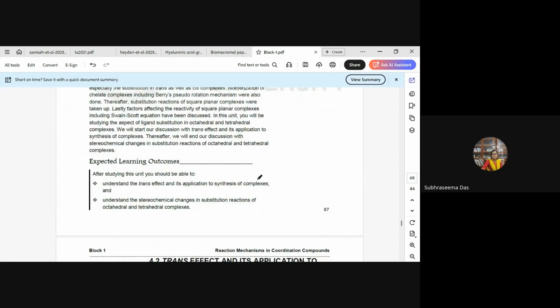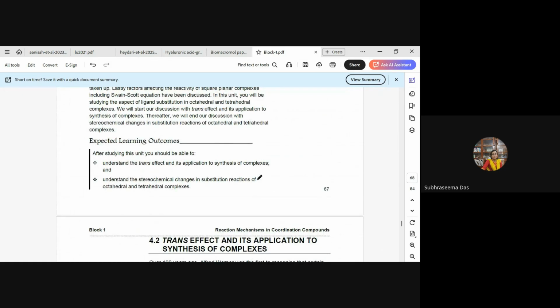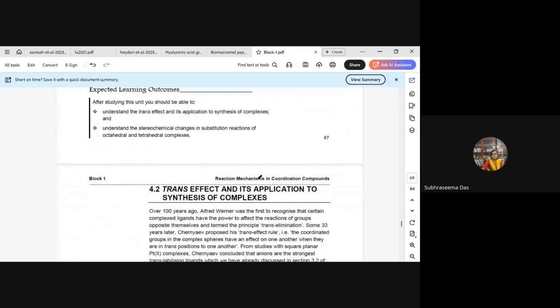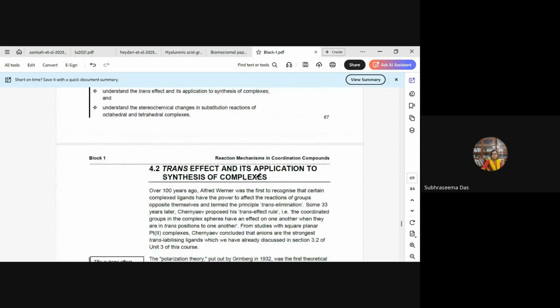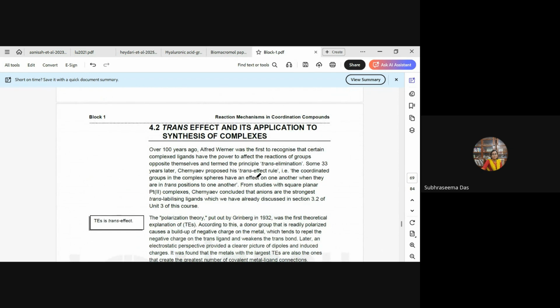So here in this chapter, we'll talk about the trans effect and its application to the synthesis of complexes, and understand the stereochemical changes in substitution reactions of octahedral and tetrahedral complexes. So we know that Alfred Werner was the first one to observe that certain complex ligands have the power to affect the reaction of groups opposite to themselves, and this principle was called the trans effect.